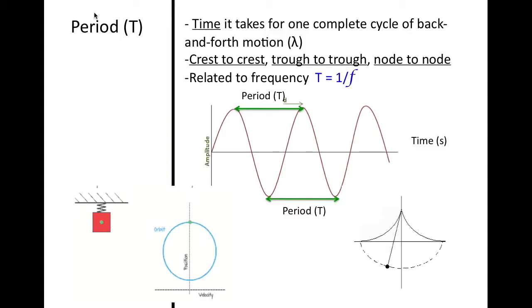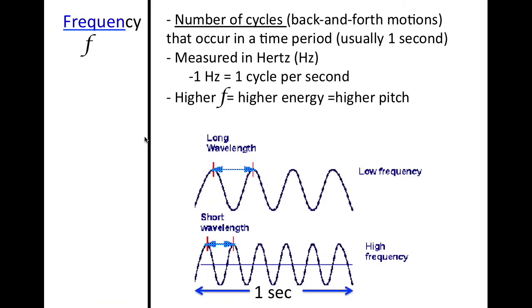We have already learned about period, and we know that a period is the time that it takes for one complete cycle of a back and forth motion. This is denoted as lambda and known as wavelength. To find one wavelength, it is just from crest to crest, or trough to trough, or node to node, or at any point along the wave, and then on its same point on the second wave.